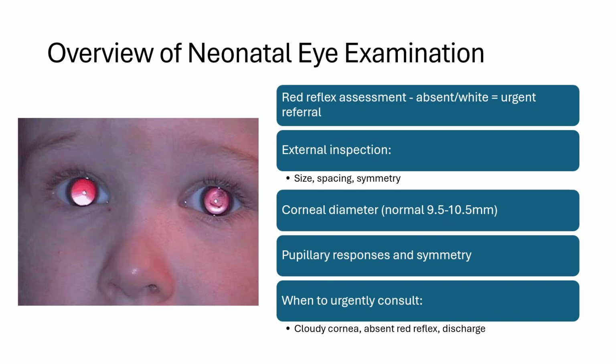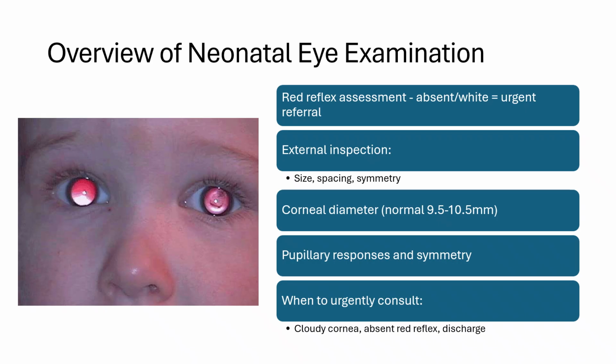Pupillary responses confirm intact neural pathways. Both pupils should constrict equally to light. Asymmetric responses suggest nerve damage from birth trauma or underlying neurologic abnormality. Fixed, dilated pupils in an otherwise well infant may indicate pharmacologic mydriasis from maternal medications.